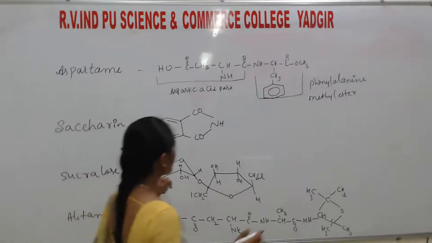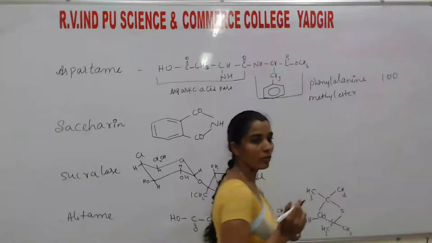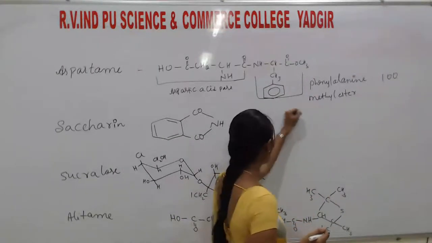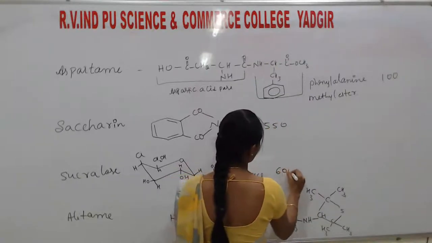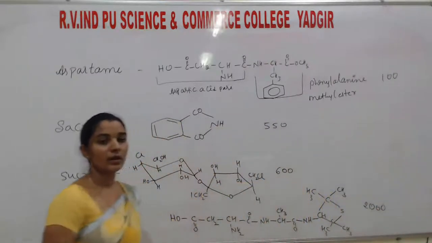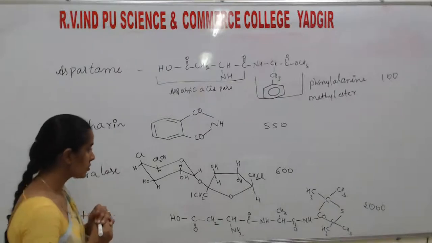Okay, so students, this is 100 times sweeter than a normal sugar. This one is 100 times sweeter than a normal sugar. This one is 550 times. This one is 600 times. This one is 2000 times sweeter than a normal sugar. Understand? Listen.